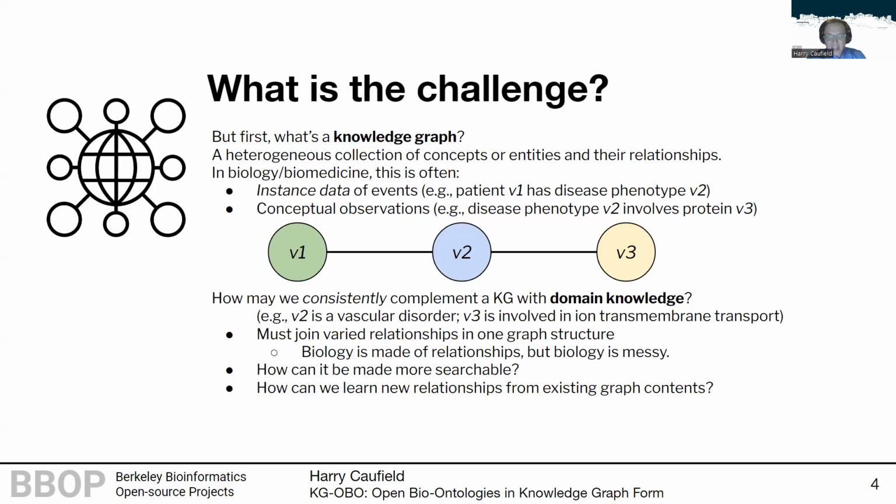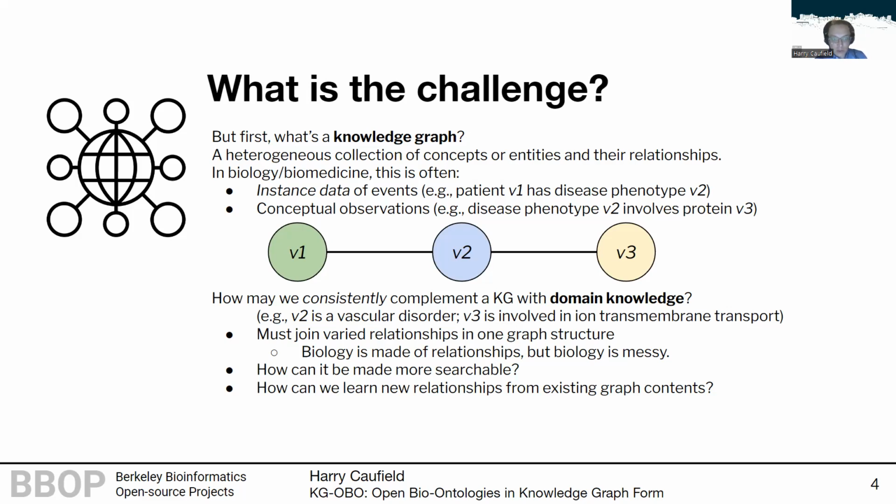So how do we consistently complement the data in those knowledge graphs with domain knowledge? For example, we want to be able to say V2 is a vascular disorder. V3, that protein, is involved in ion transmembrane transport, and then iterate through our entire graph and complement our observations with things that would better contextualize those kinds of relationships.